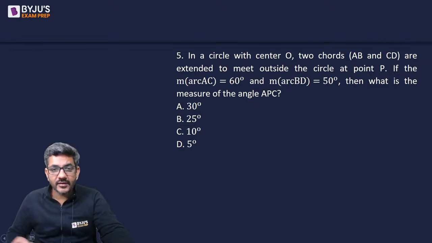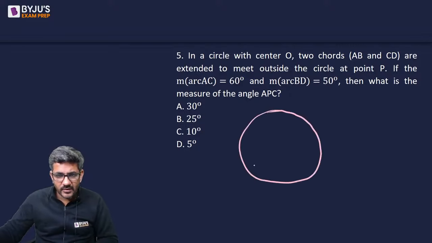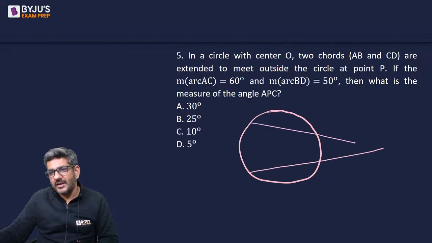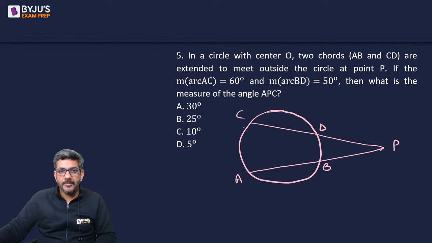Let's start doing it. So here is the circle. I have a chord AB, I have a chord CD, and they meet at a point P. So let's say this is chord AB extended, this is chord CD extended, they meet at P.